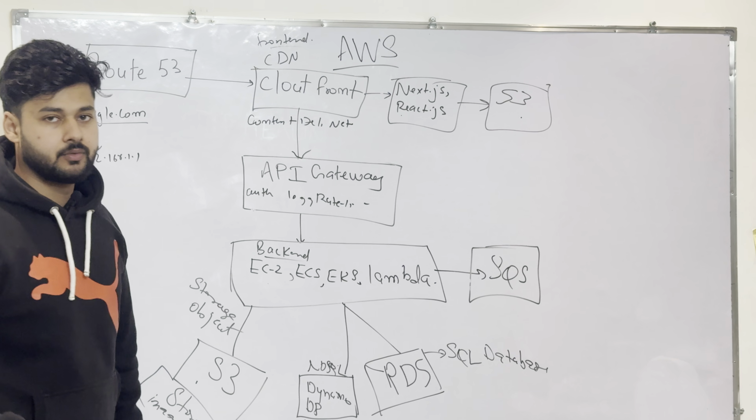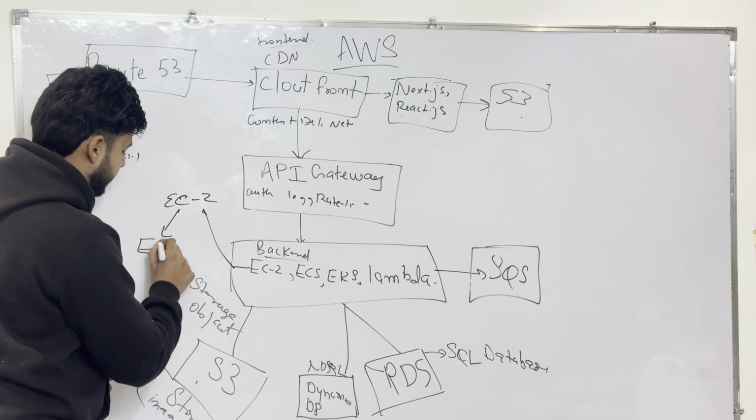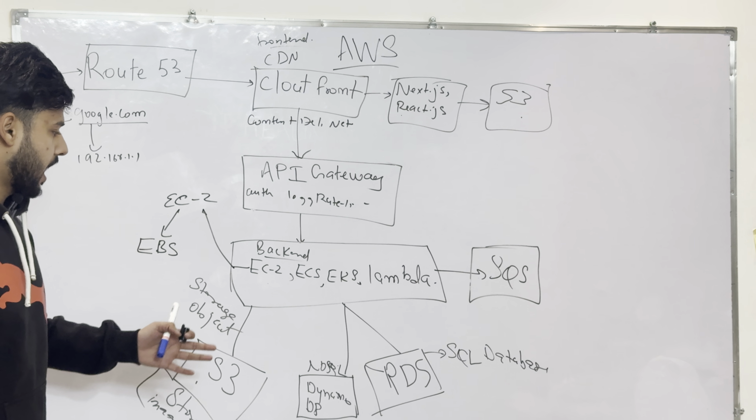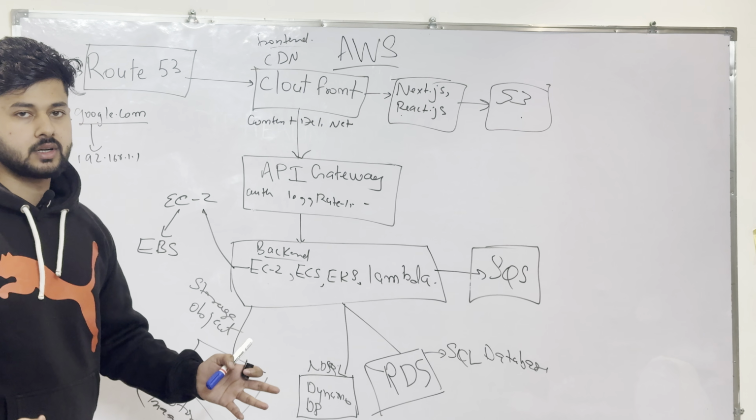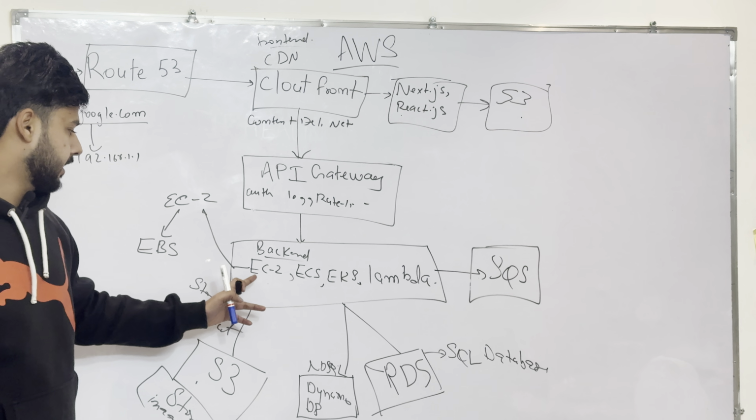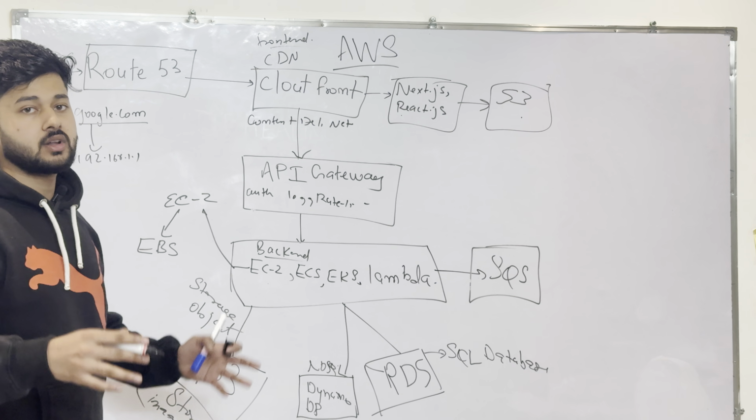After this, we have one more thing in EC2. In EC2, we have EBS, Elastic Block Store. Sometimes you have to store something on your virtual computer. Then you can use EBS. This is your block storage in EC2. So now these are the services which are actually being used for a full stack app.